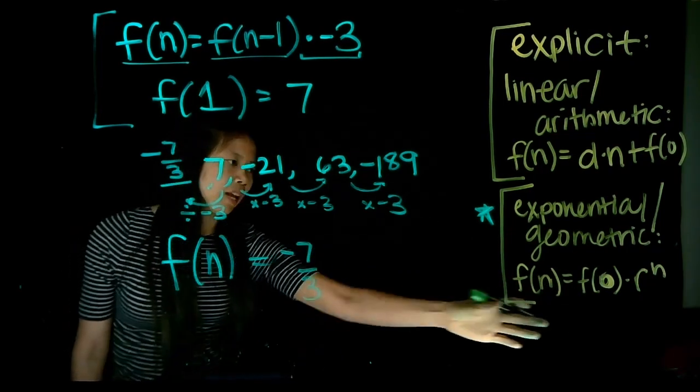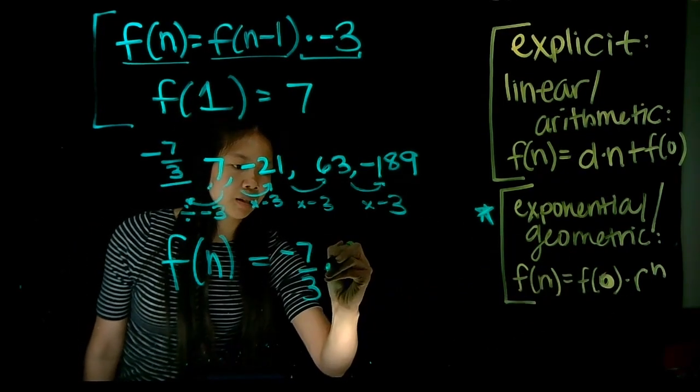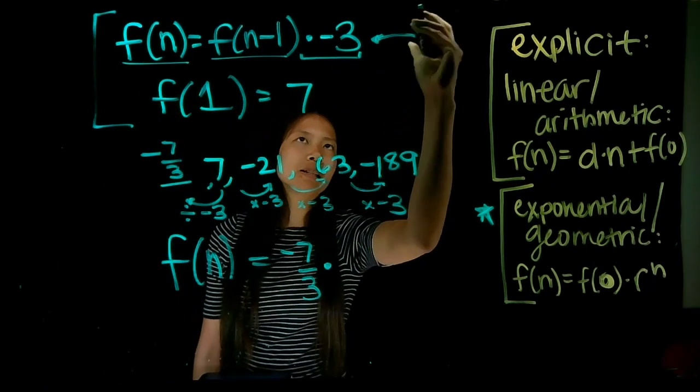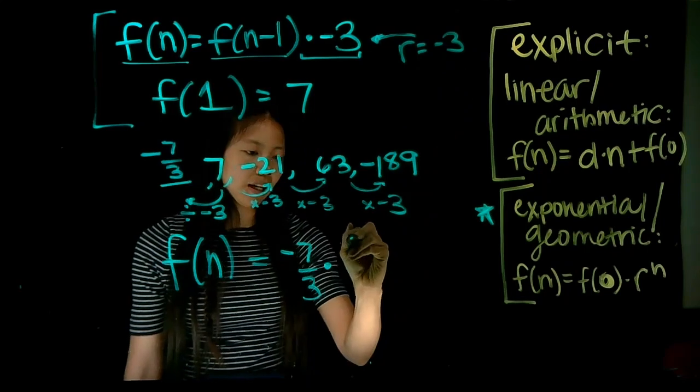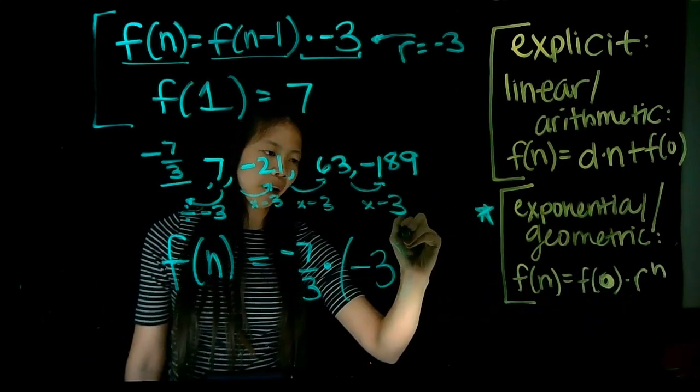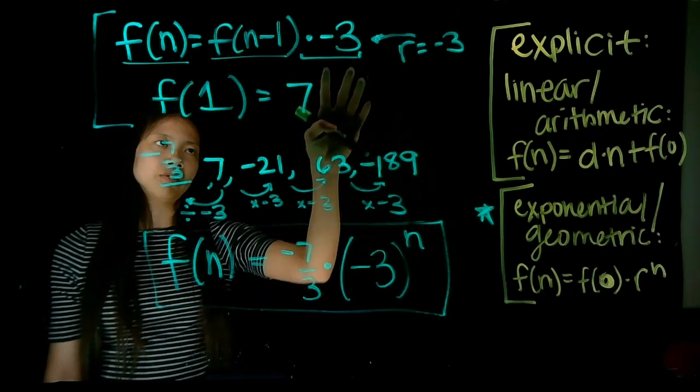That's my starting term. And then I'm multiplying by r times r. My r value is the constant that I'm multiplying by each time, which in this case is r equals -3. And I can put that in parentheses if I want to. And then I raise that to the n power. This is my explicit equation given this recursive form.